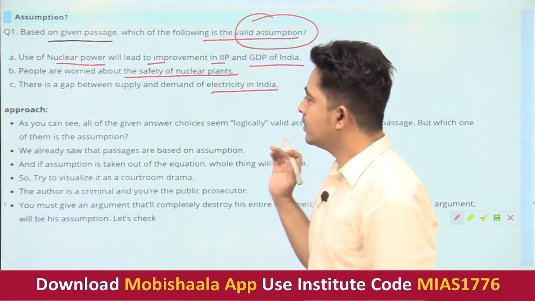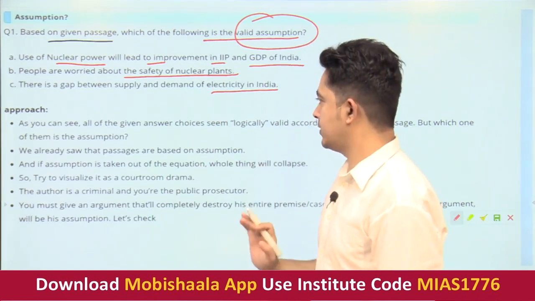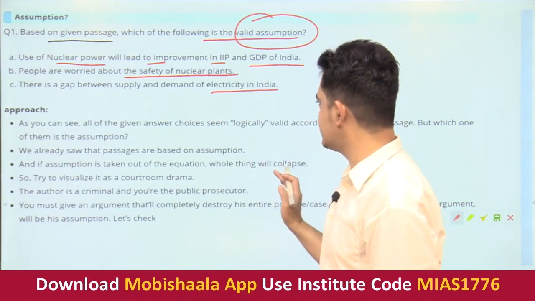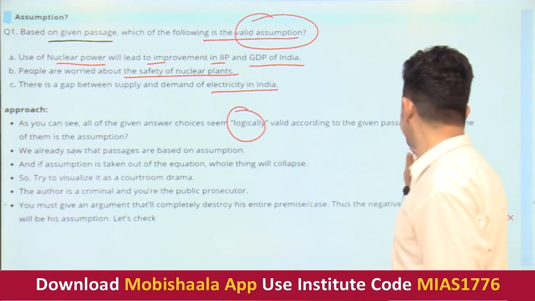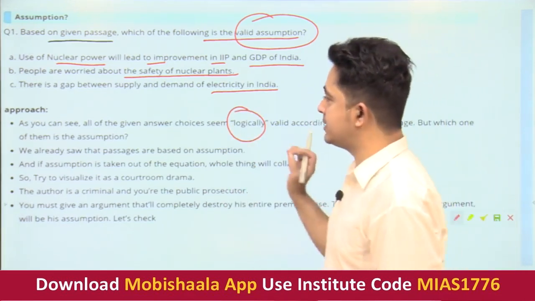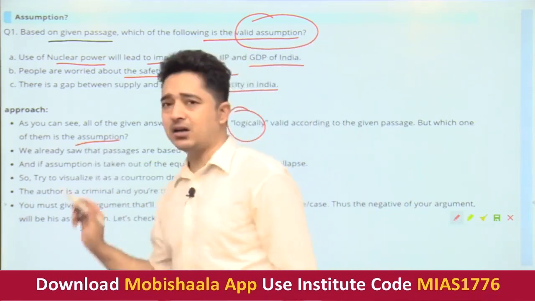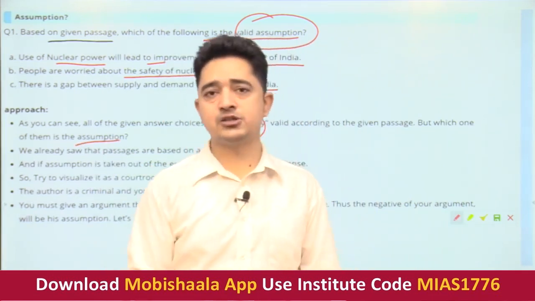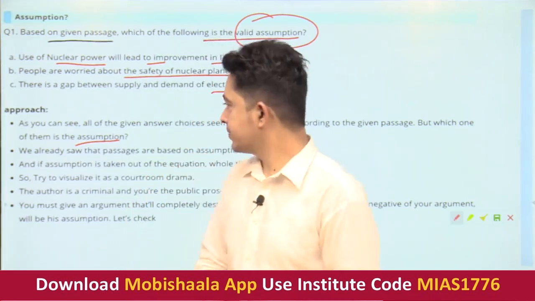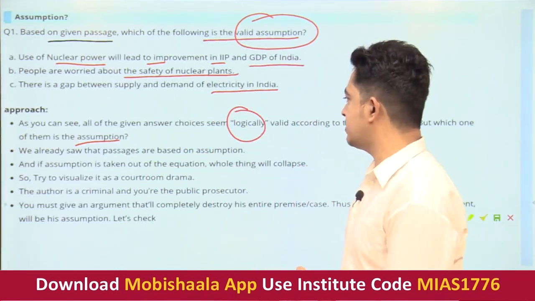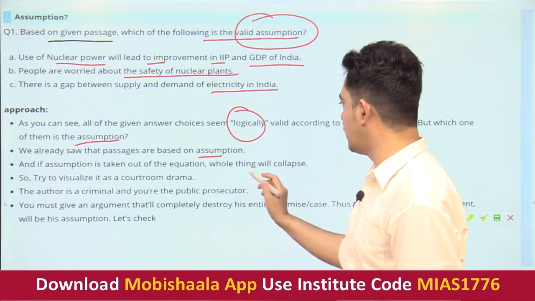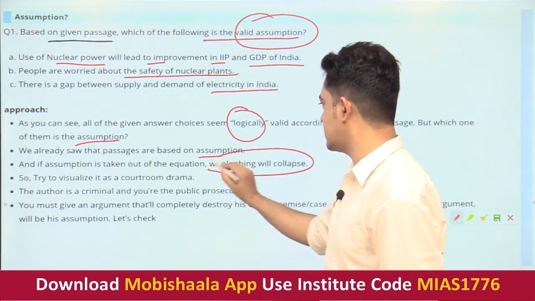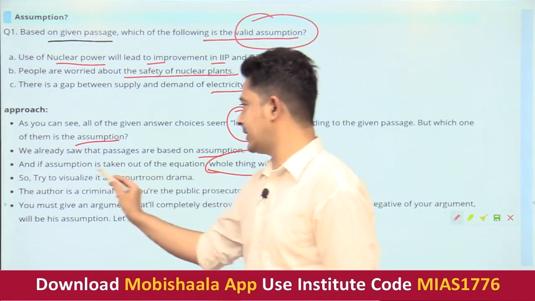Now, what exactly should the approach be? You can see all of the given answer choices seem logically valid according to the given passage, but which of them is the assumption? Assumption means there is such a kind of apprehension that could be the answer. We already saw that passages are based on assumptions, and if the assumption is taken out of the equation, the whole thing will collapse. We have already discussed this one.